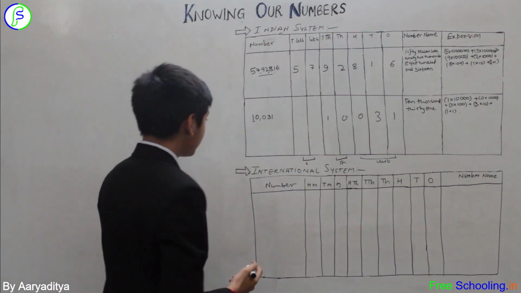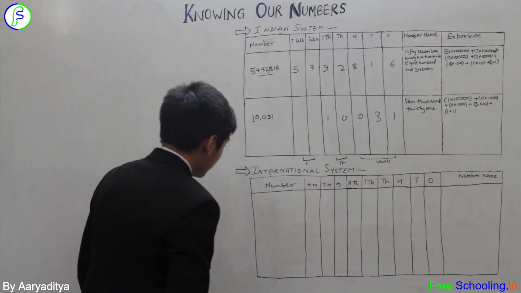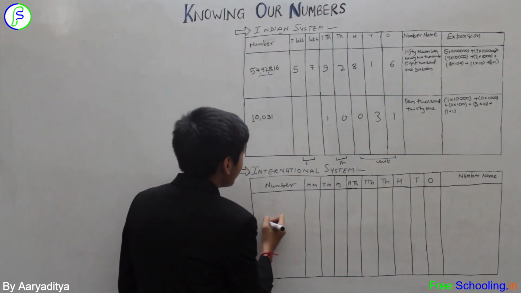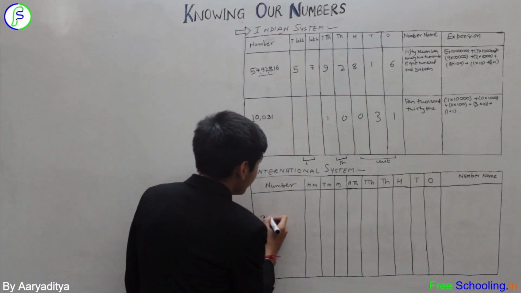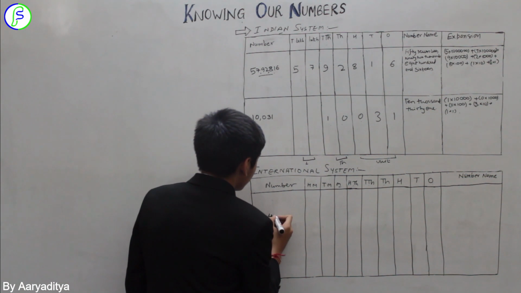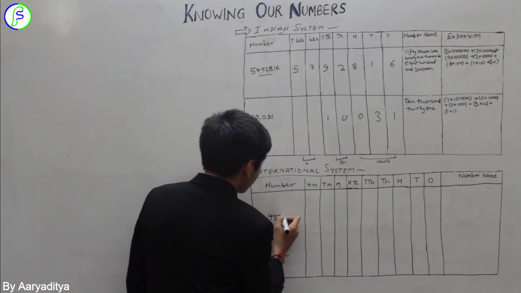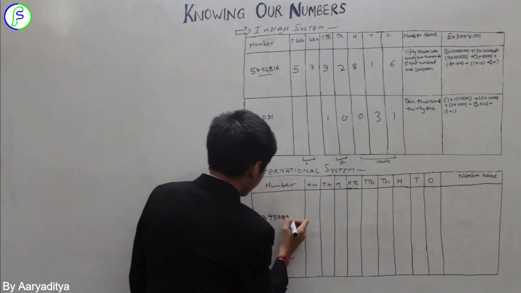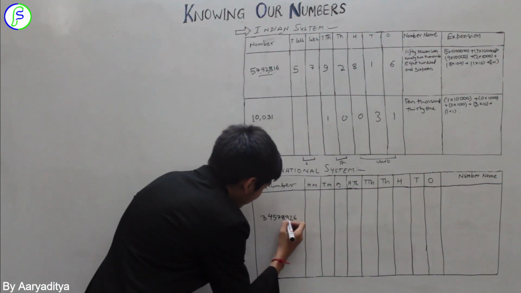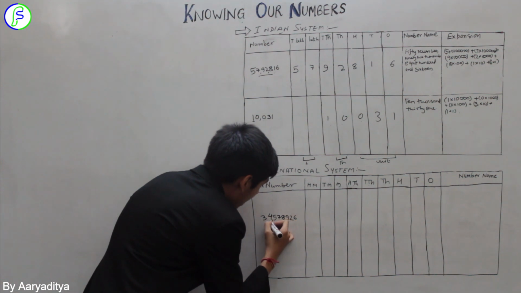So now let's start with the international system. Okay, now let me take a number, say 3, 4, 5, 7, 8, 9, 2, 6. In the international number system, we put commas like this. I would be elaborating it more.